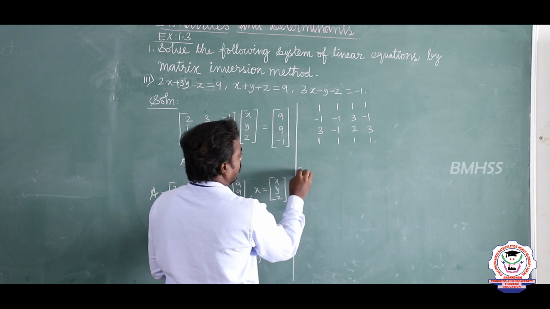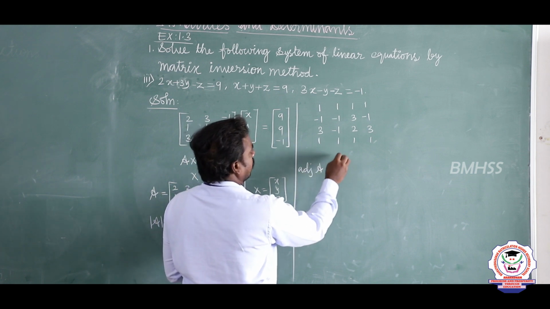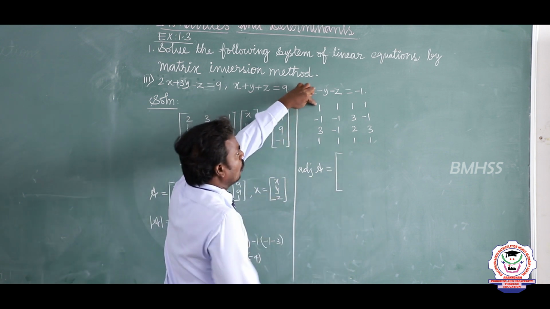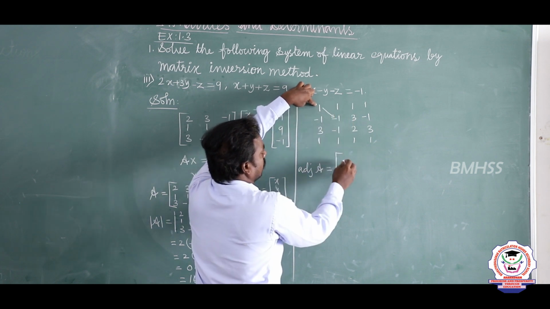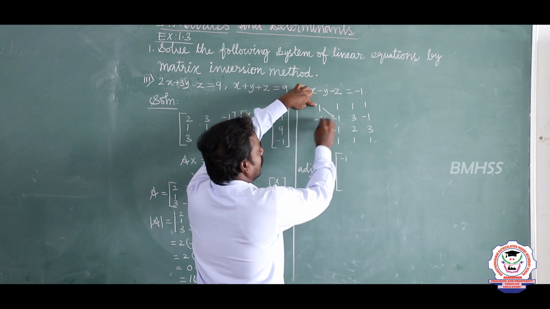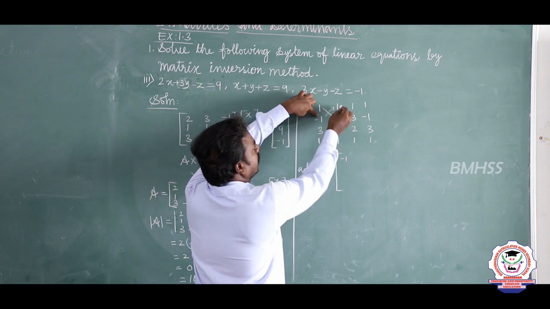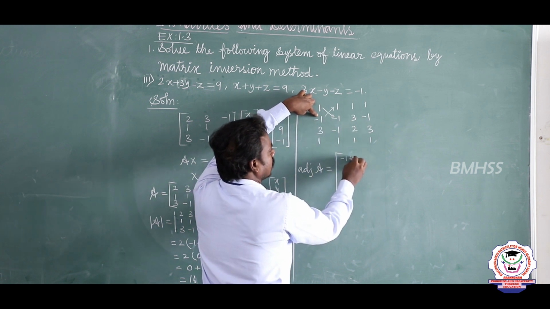Yes, I am going to find the adjoint of A from this. Now we take simple multiplication. Listen, 1 into minus 1 is minus 1. While taking the other diagonal we should keep minus. Already minus is there, so minus 1 into plus 1 is minus 1. So minus and minus make plus 1.